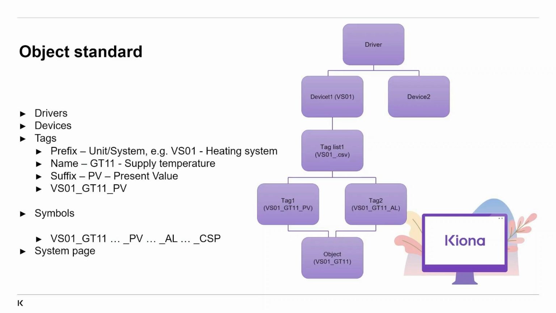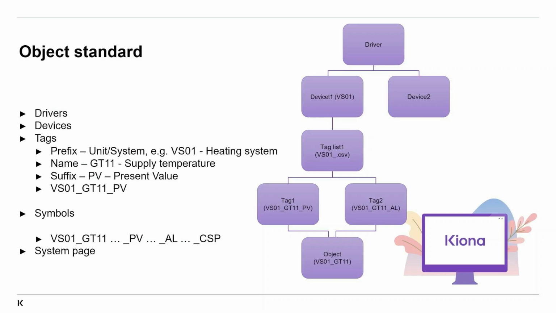Each row represents a tag with a prefix, often in the form of system name _ object name. Here's an example: VS for heating and System 01 and GT11 for supply air temperature. Then, you conclude with a suffix indicating the type of tag it is. Here's an example: PV represents a present value, and AL represents an alarm.